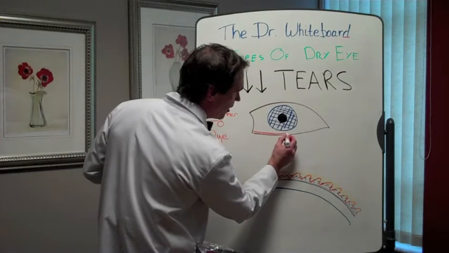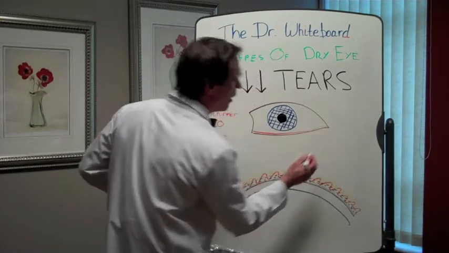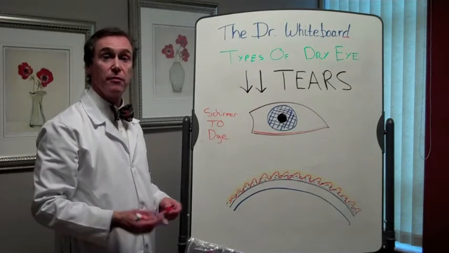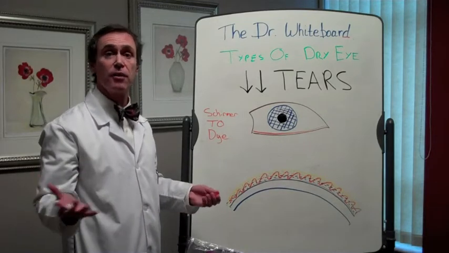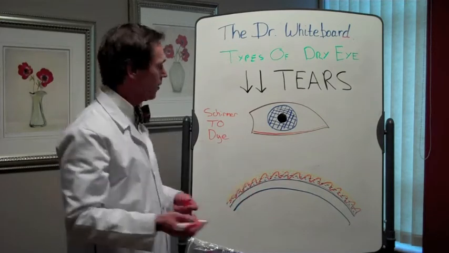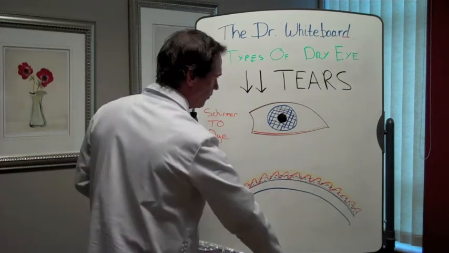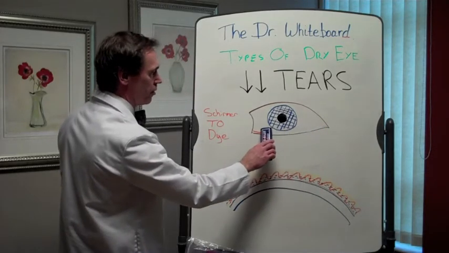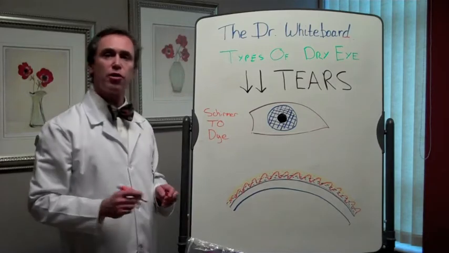We look to see how deep is the level of your tears just above your lower eyelid. How deep is your tear lake? If it's really low, I'm suspicious that maybe you don't make enough tears. The next thing we do is we actually measure your tear production by doing something called a Schirmer test.